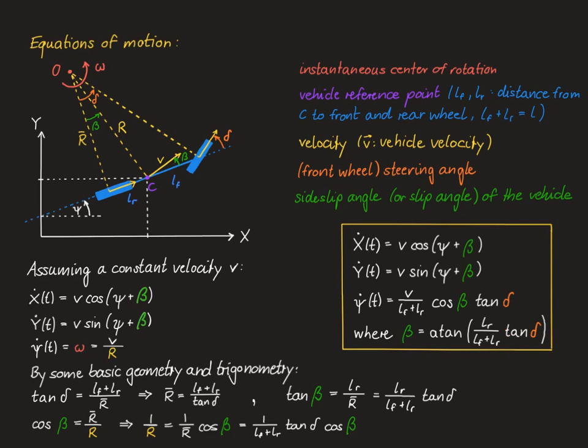One final remark about the assumption of a constant velocity v. So in many cases, this v here is actually made a second input of the kinematic bicycle model, or we may want to add a fourth differential equation to the vehicle model where v dot is given as the acceleration a, and a is an external input to the model that can be freely chosen.